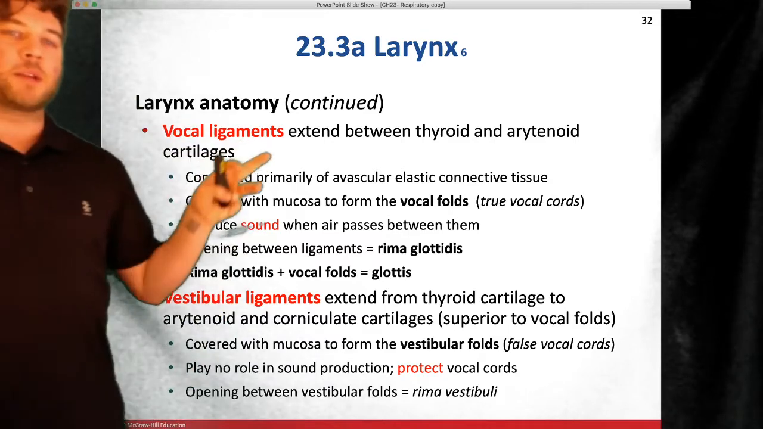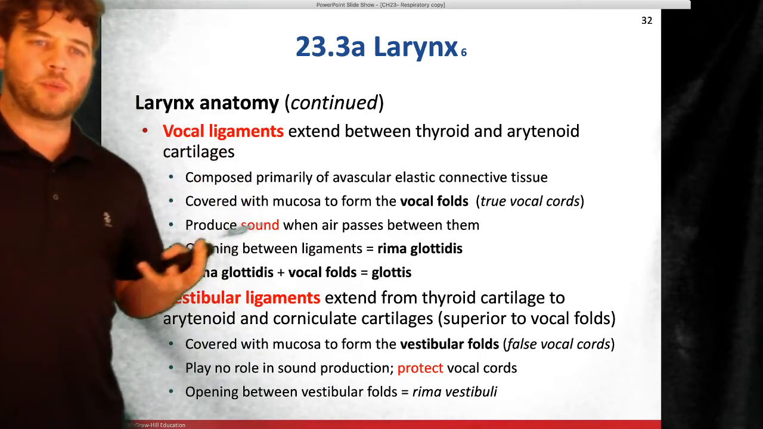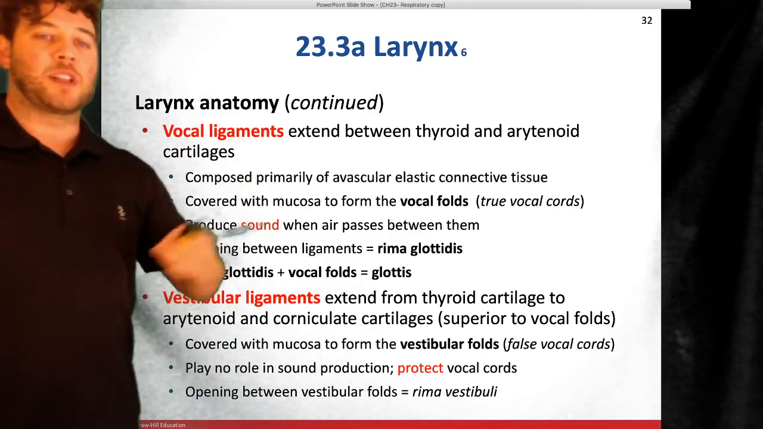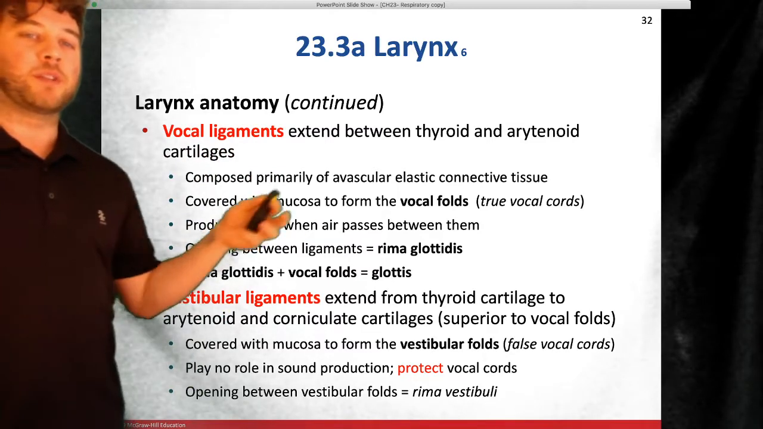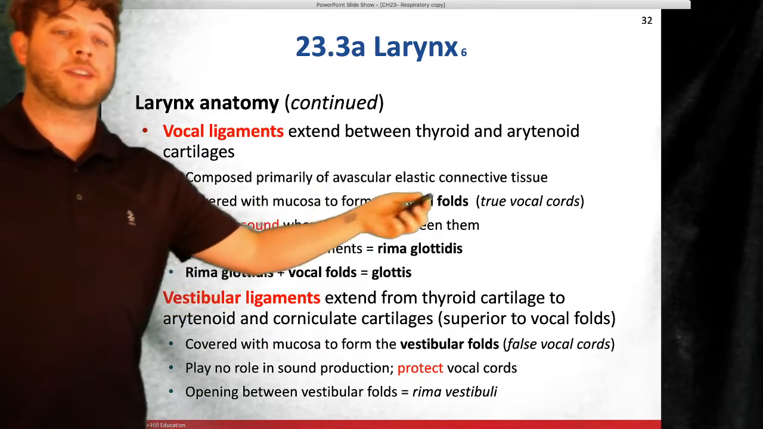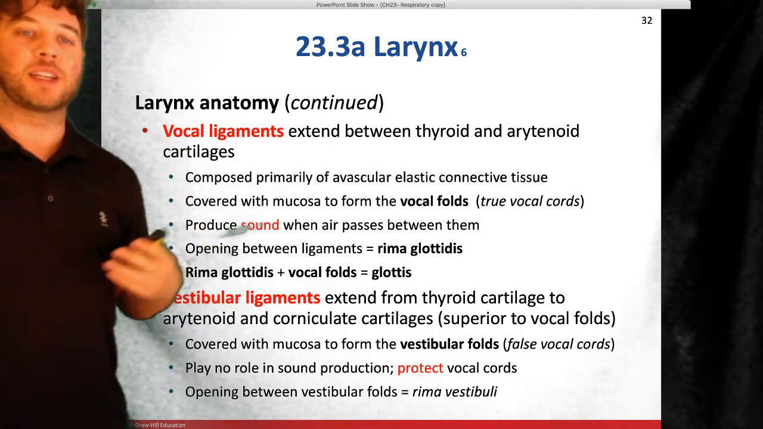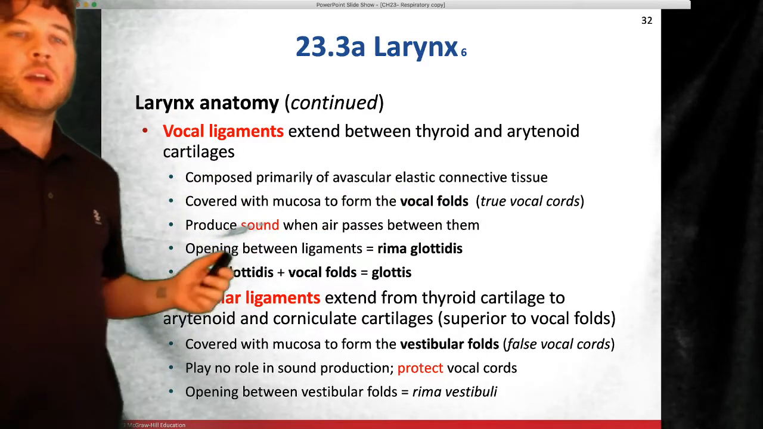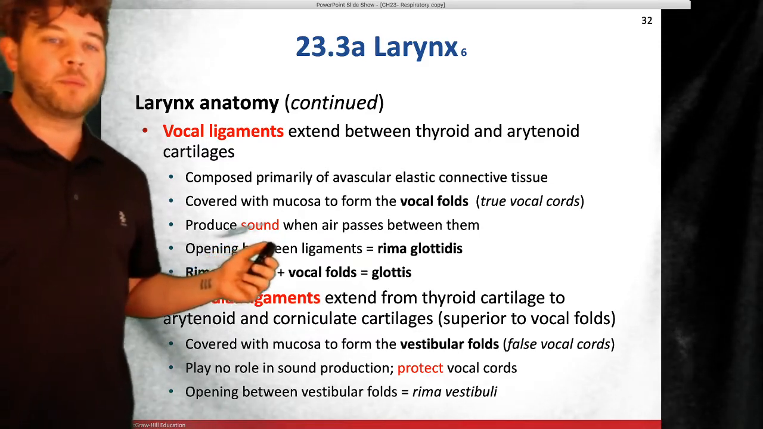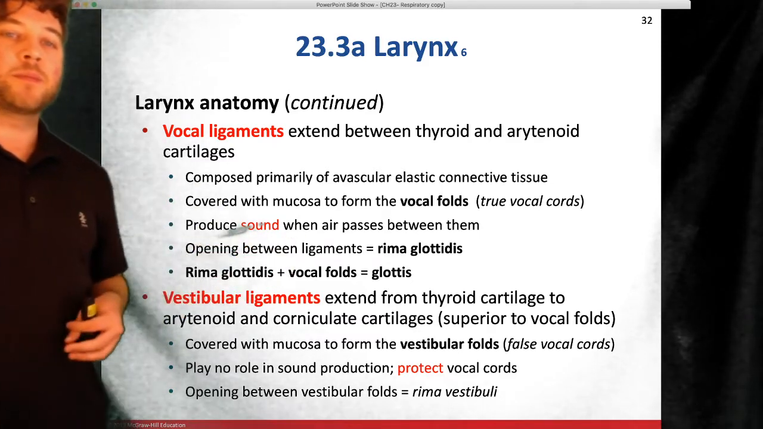Okay, the larynx anatomy, the vocal ligaments. So looking more at the vocal cords. They extend between the thyroid and arytenoid cartilages, composed of avascular, that's important, avascular elastic connective tissue. These are the vocal cords. They're reverberating back and forth and need to have a lot of elastic tissue. They produce sound when the air passes over them or between them.